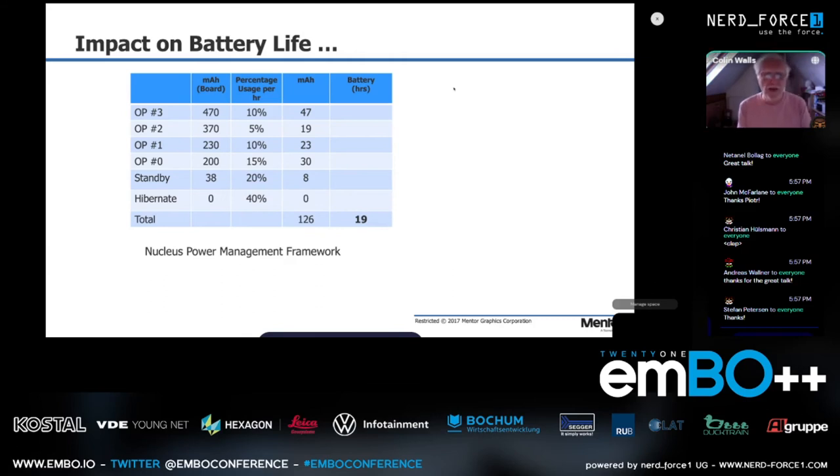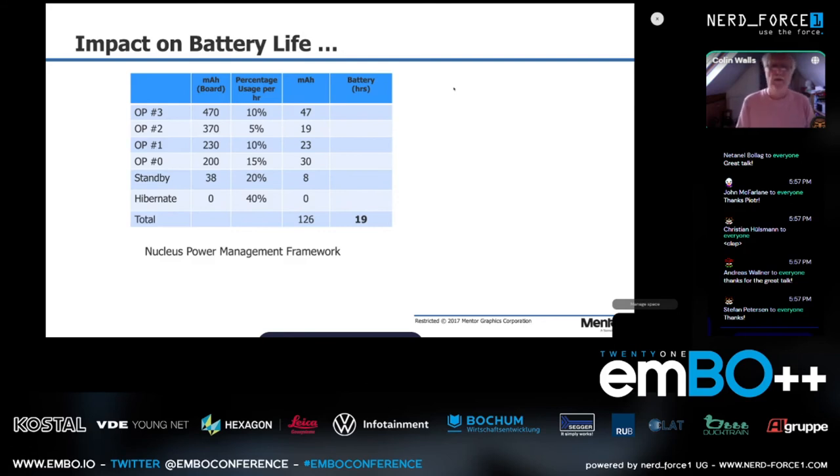We can then compute how many milliamp hours that will consume by simply multiplying the percentage by the milliamp hours on the board, and that gives us a total of 126 milliamp hours, which, given a suitable battery, would give us perhaps 19 hours use.